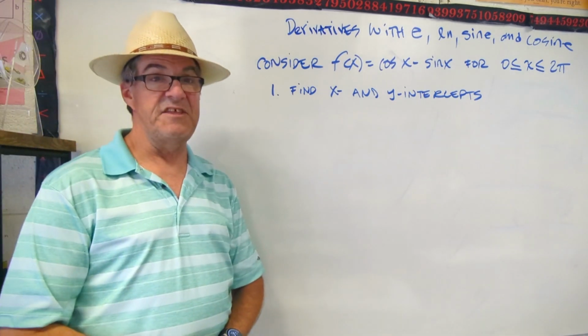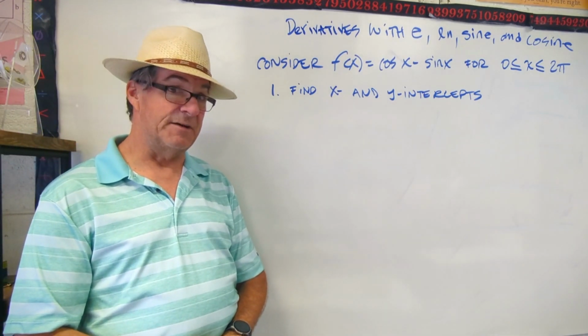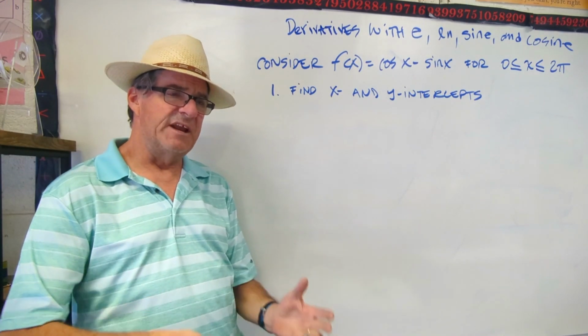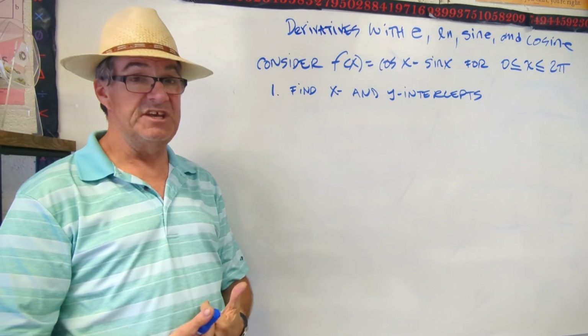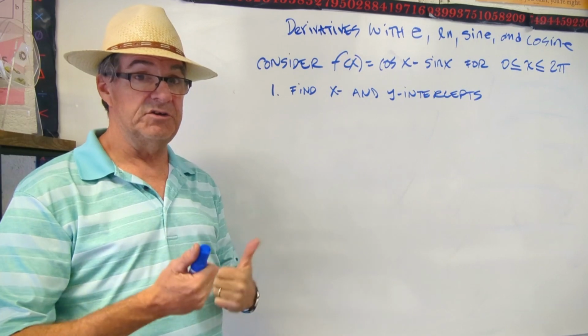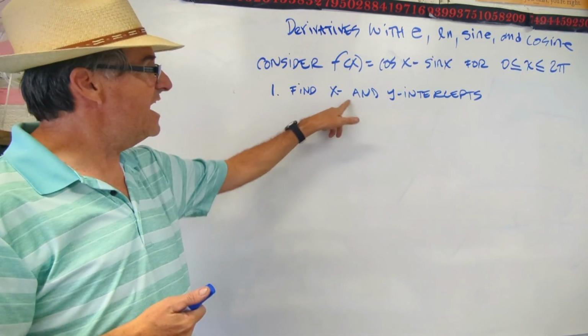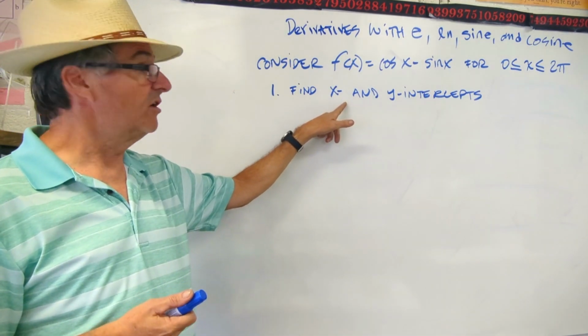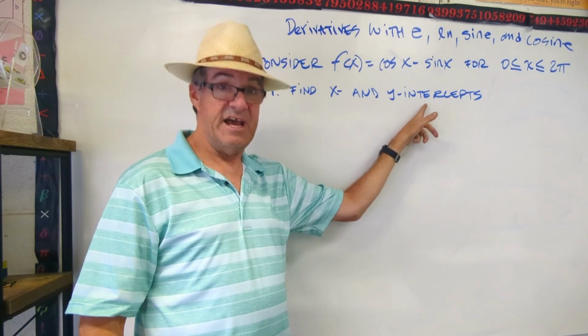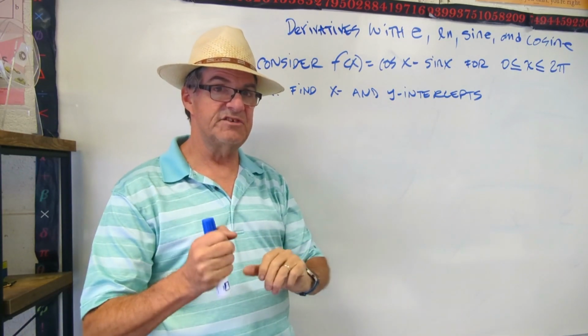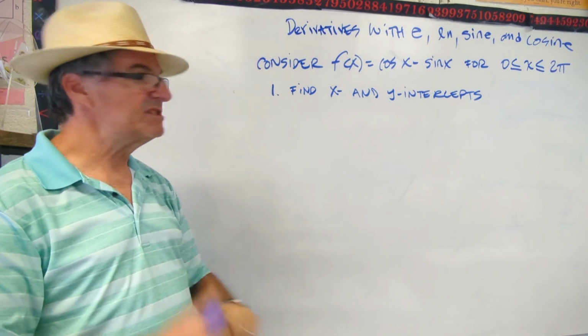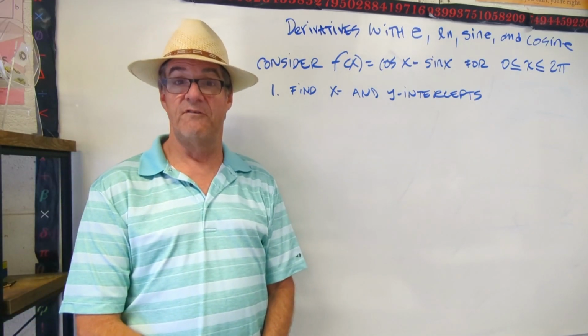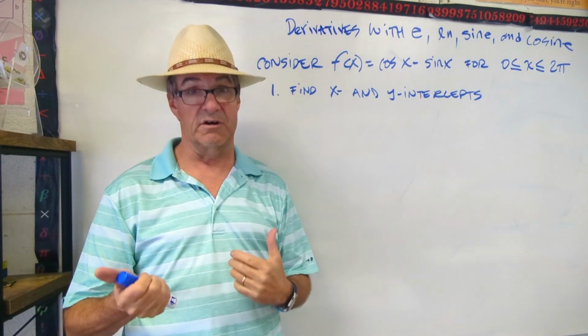First one, find the x and the y intercepts. So you want to think about that for a minute. What happens at the intercepts? Good question. At the x-intercept, y equals 0, and at the y-intercept, x equals 0. So take that understanding, and let's do this step by step. Let's find the x-intercepts first. So that's where y is 0.